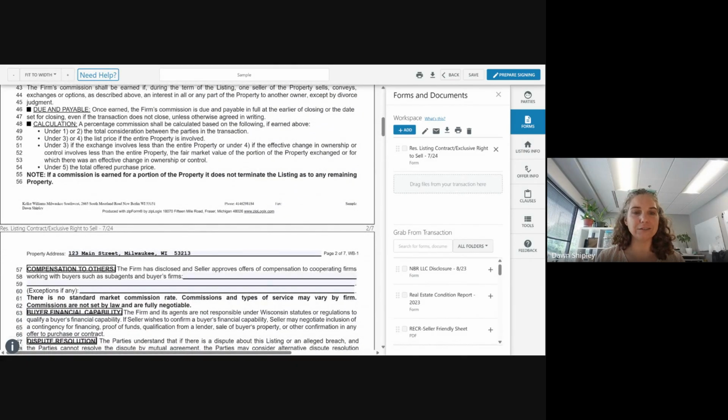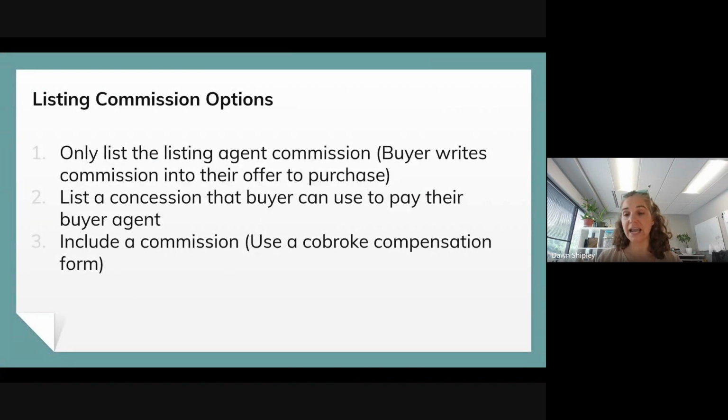The third option is that I can say, hey, we're definitely paying a commission. There's a separate form that we use for that. The buyer is not going to write that commission into the offer to purchase. Instead, we'd be using a co-broke compensation agreement that the buyer's agent would sign to accept that commission from the listing firm. So including a commission is option three.